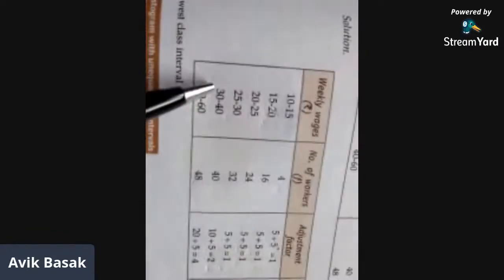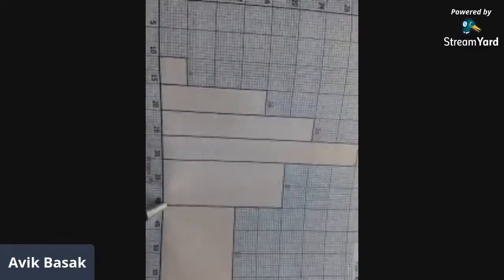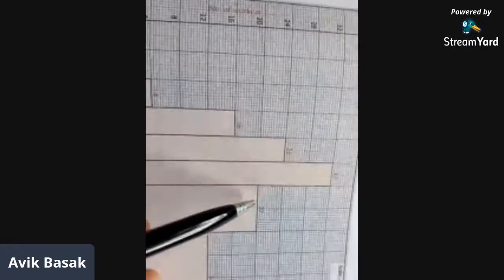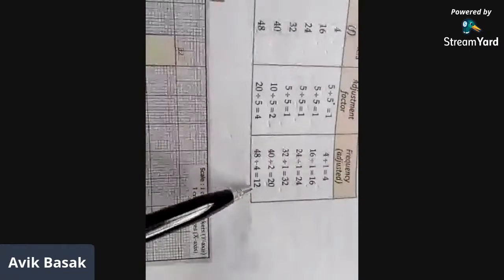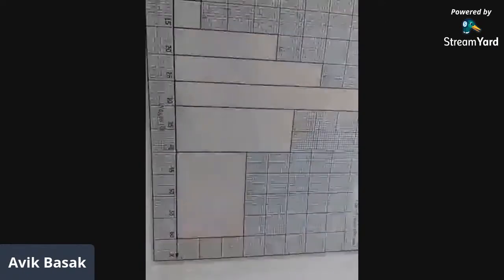Then comes 30 to 40. See students, now this graph bar for 30 to 40, this much they have taken. How much adjusted frequency have you seen? 20. So here is the 20. Mark it 20. Then at last 40 to 60. How much adjusted frequency have you got for this one? 12. So for 40 to 60, this big, you have got 12. Mark it in this manner.